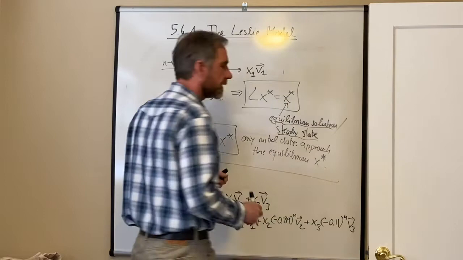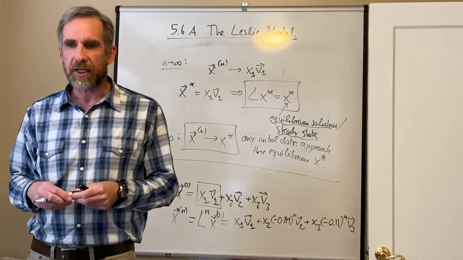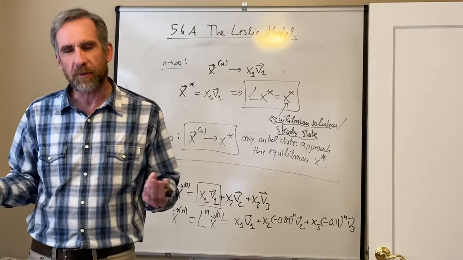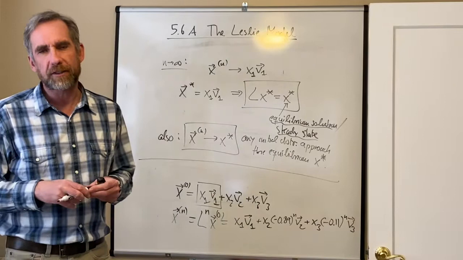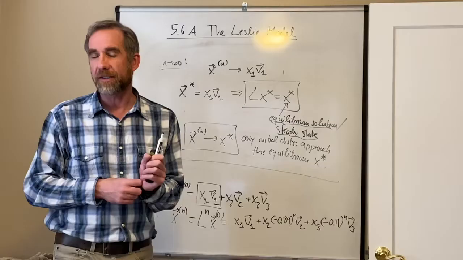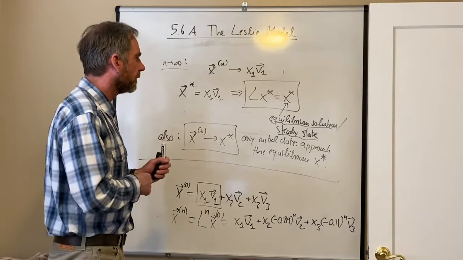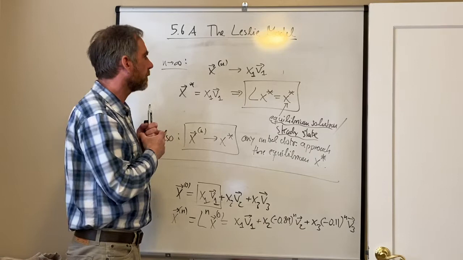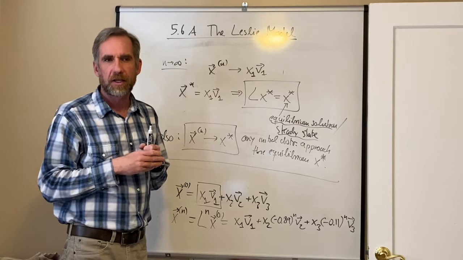And the next slide, which I don't want to write on the board and don't want to say too much about right now because I'll explain that in the next example, gives us some very useful facts about a Leslie matrix. So basically, the only restriction that we have there, which I haven't mentioned, is that at least two b_i are strictly positive, consecutive b_i. That simply means that the b_i are technically allowed to be zero, but we need two consecutive ones to be positive. So there must be two consecutive generations of females that always have offspring.